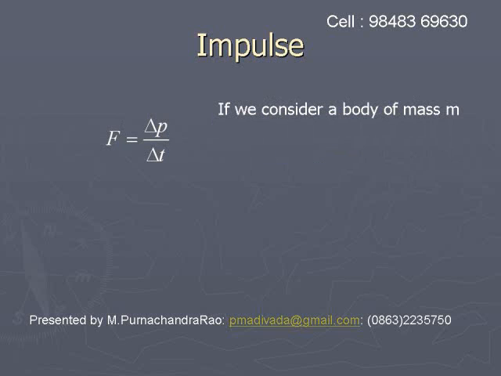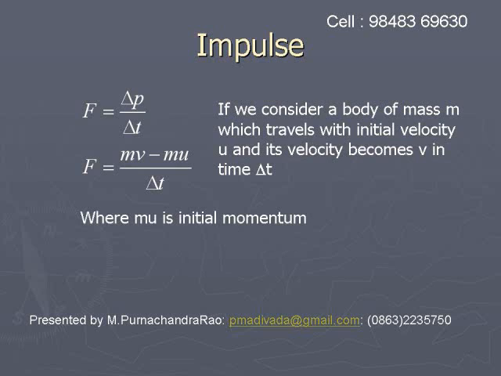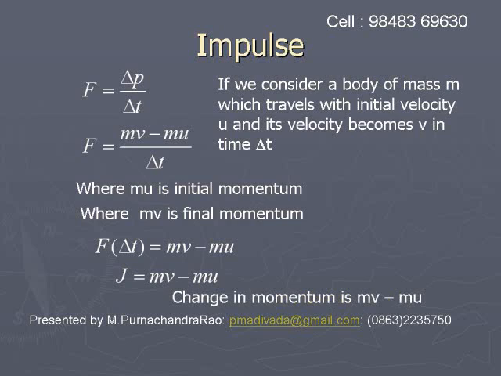If we consider a body of mass m moving initially with a velocity u, and if its velocity changes to v in a time delta t, then F is equal to (mv minus mu) by delta t, where mu is the initial momentum and mv is the final momentum. From this relation, we get F delta t is equal to mv minus mu. But by definition, F delta t is the impulse. It is represented by J. Hence, J is equal to mv minus mu.